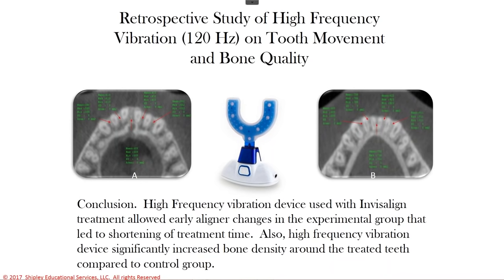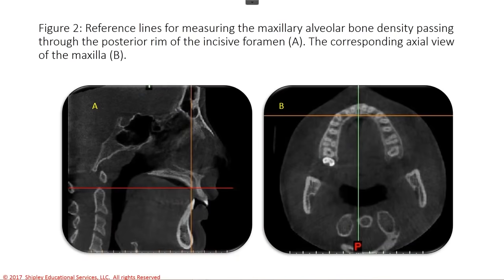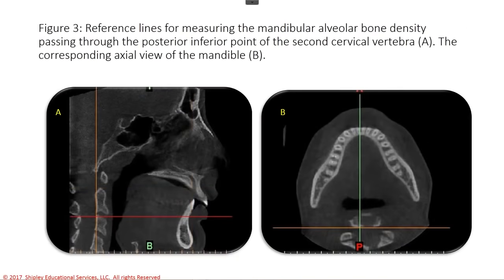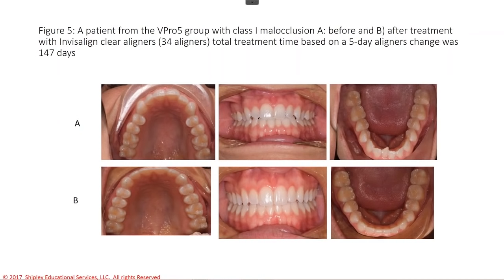So I'm going to have to really run through this research article. Essentially, we measured the bone density on CBCTs. I don't want to spend a lot of time on the methodology on this. It'll be published soon. So we had a uniform way in which we measured the bone density, and then before and after we measured the bone density using the CBCT. And then this is a typical patient with the V-Pro 5 with 5-day aligner changes.